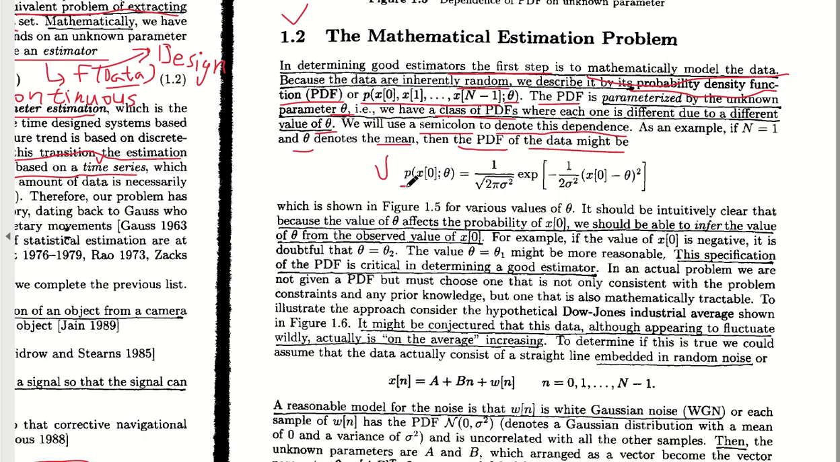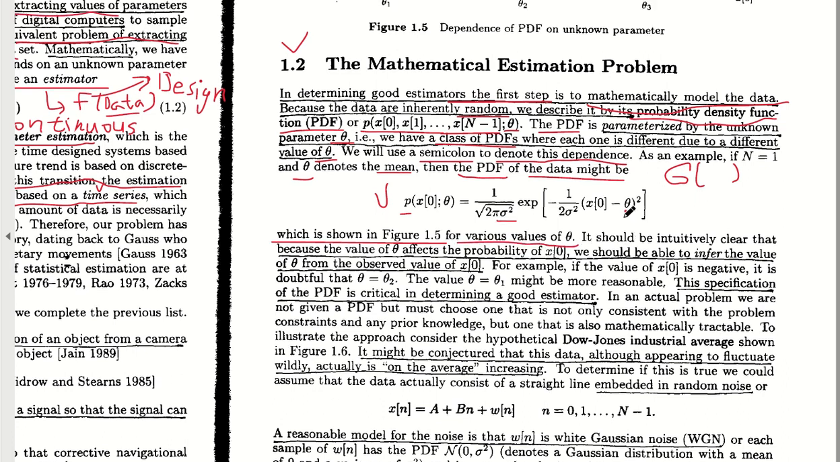So this is a probability density function of x depending on theta, and it's a Gaussian distribution. Of course, the Gaussian distribution is by assumption. We're assuming it's Gaussian, so you have 1 over square root of 2 pi sigma squared, that is the variance, and then the exponent of x minus theta. This is the mean, right? This is the mean. And then the figure is shown in the above figure, which we will see in a little bit, for various values of theta.